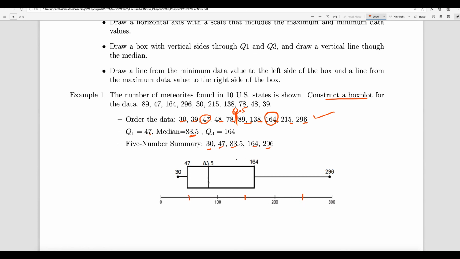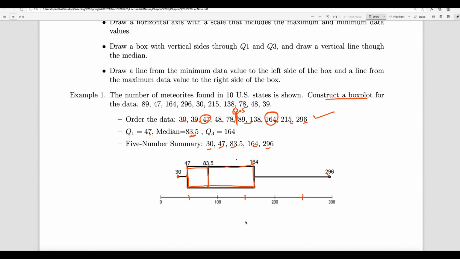Now to draw the box plot, what you do is mark the dot for the lowest point, highest point, Q1, Q2, Q3. Now you need to make a box between Q1 and Q3. Draw the box there, and then draw a vertical line at the median as well. Now this is the box plot.